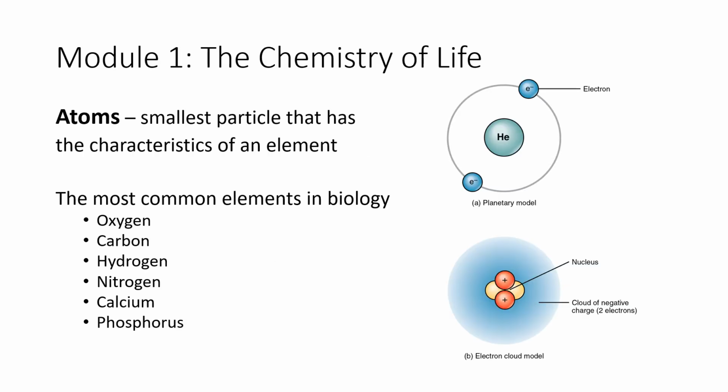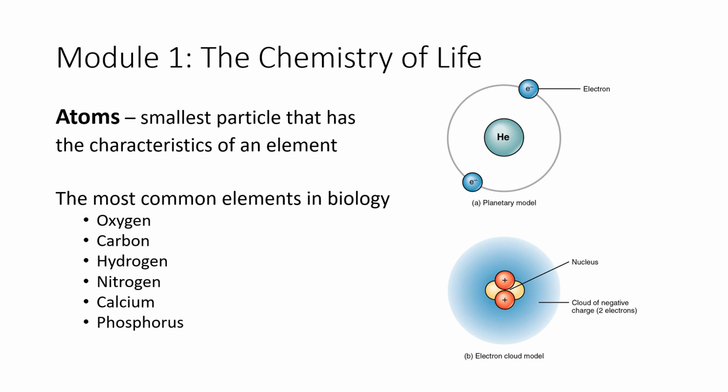Let's start our discussion with the atom, which is the smallest unit or particle that has the characteristic of an element. An atom has a nucleus. Within that nucleus, you'll find a proton, which has a positive charge, a neutron, which is neutral, and then around that nucleus, in a cloud, you'll find the electrons. The electrons have a negative charge.